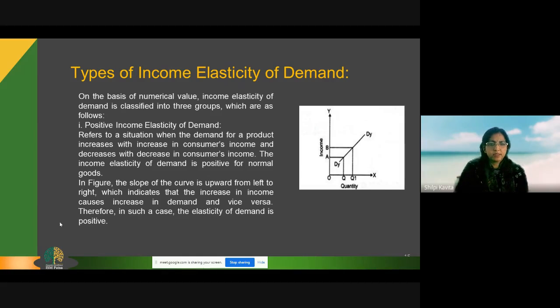And in this case, there is a positive slope. You can see that there is a direct relationship. As the income is increasing, demand is also increasing.